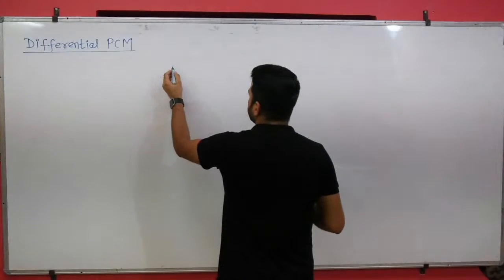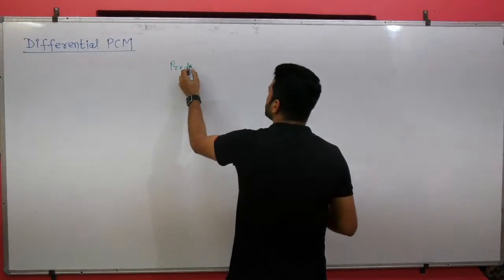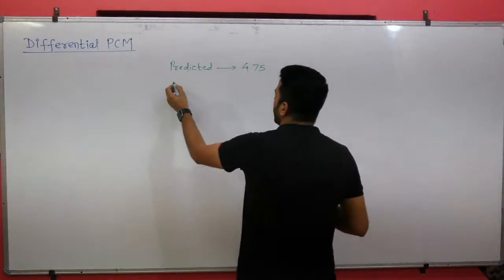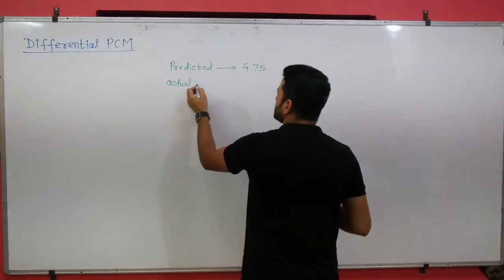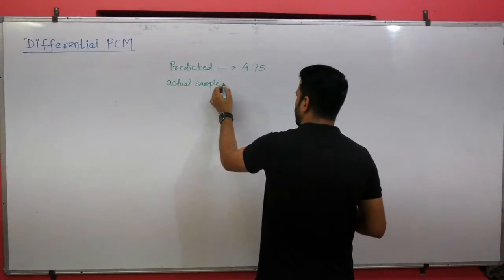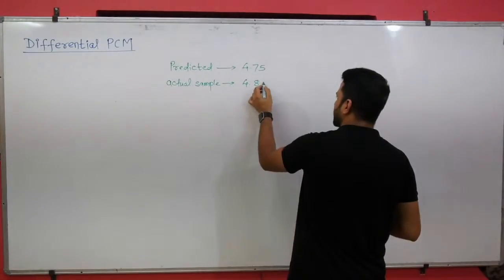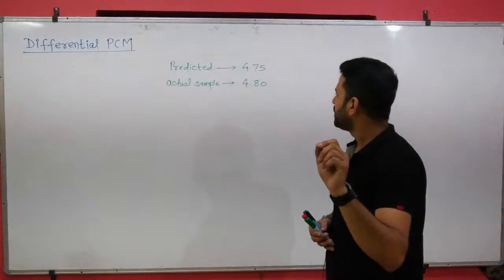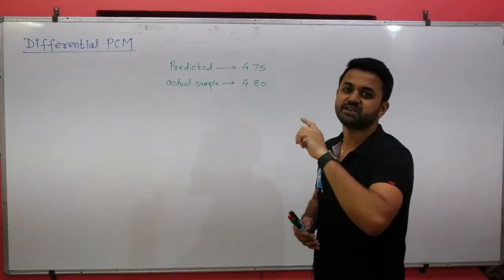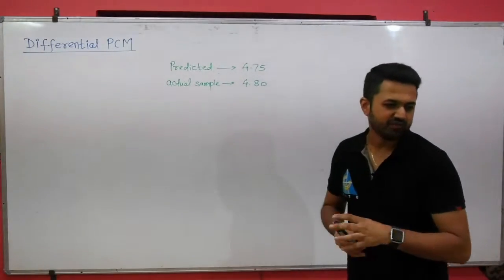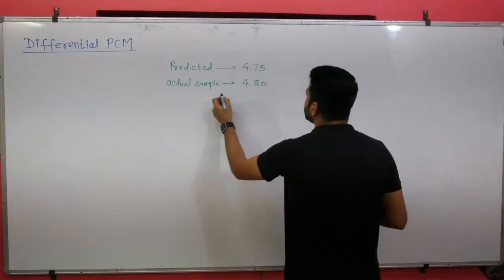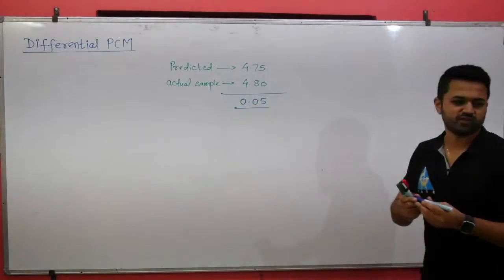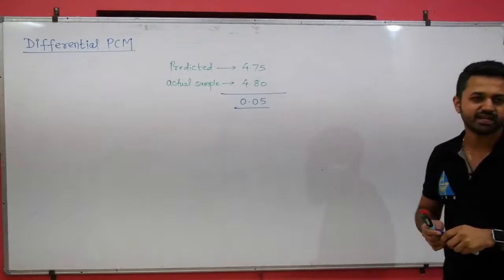Now again I am telling, the predicted sample according to me from the past value was 4.75, and the actual sample when I took it after 125 microsecond is 4.80. So if we take the difference between these two, what will happen? We get 0.05, only 0.05, isn't it?